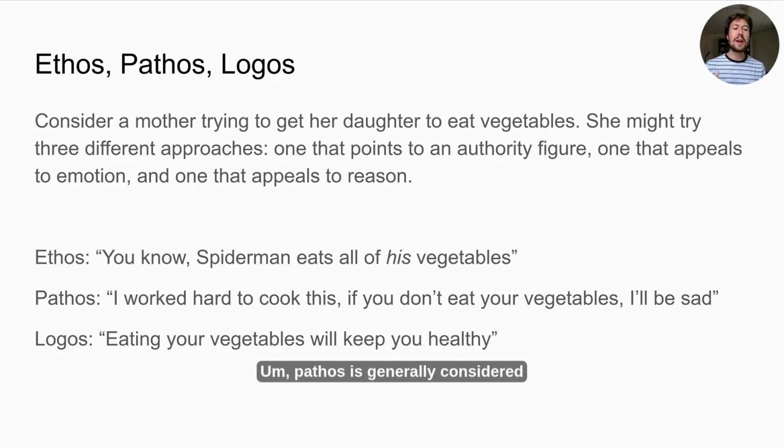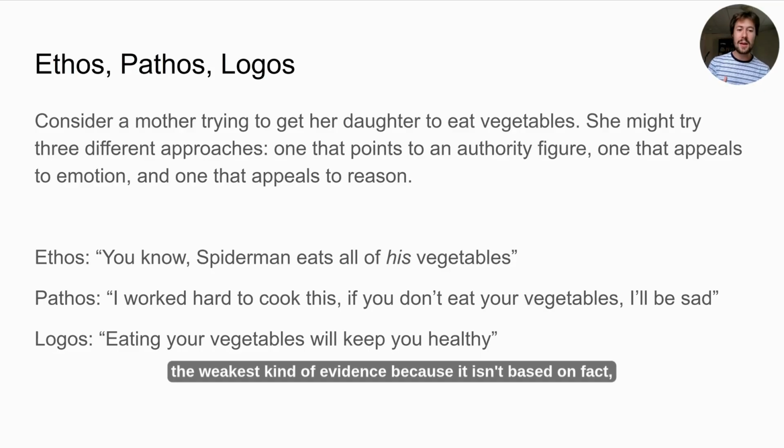Pathos is generally considered the weakest kind of evidence because it isn't based on fact or logic or experience or experimentation. And emotion can be used in any direction at all to try to manipulate people to believe anything. So it's not usually the strongest evidence for an argument.